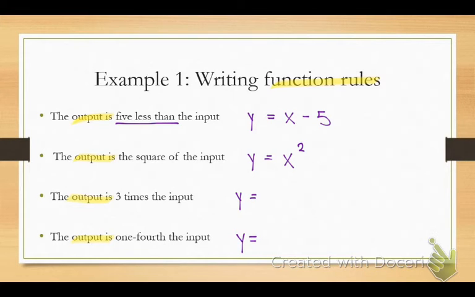Y equals x squared. The output is 3 times the input. I want you to try to go ahead and write down, finish this function rule. The output is 3 times the input. Make sure you write it algebraically correct. I've seen a lot of different things today on the multiplication. Wanna raise your hand, Darcy?